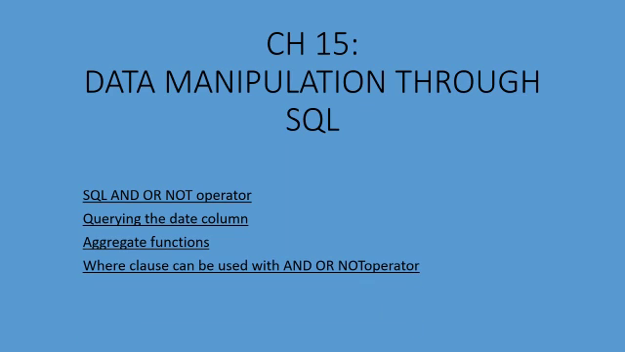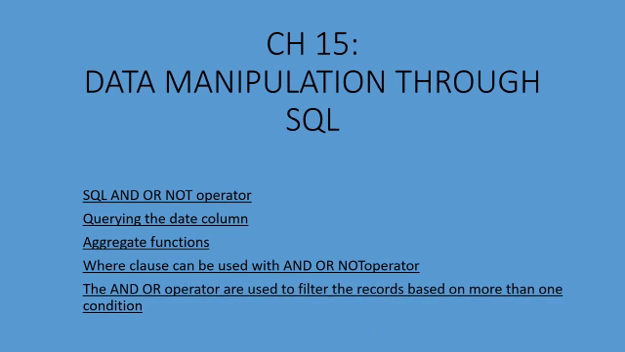Now, the AND, OR, NOT operators can be used with the WHERE clause. You know very well, the WHERE clause is used to give the condition. In that, AND, OR and NOT can all be used with the WHERE clause. Let us see one by one. And one more thing, the AND and OR operators are used to filter the records based on more than one condition. We are just going to give some condition through the AND or OR operator.